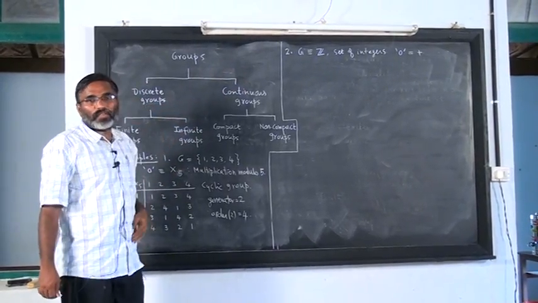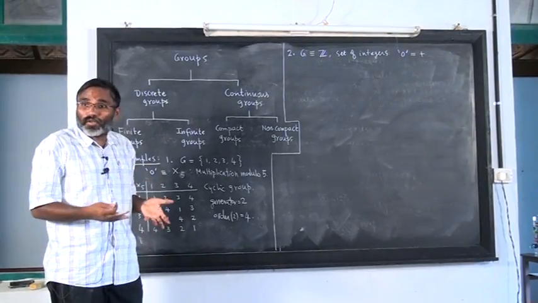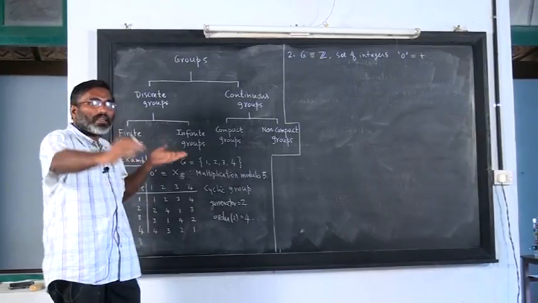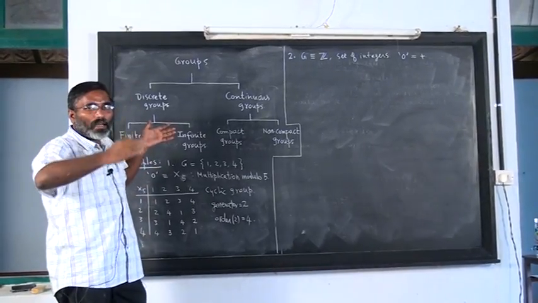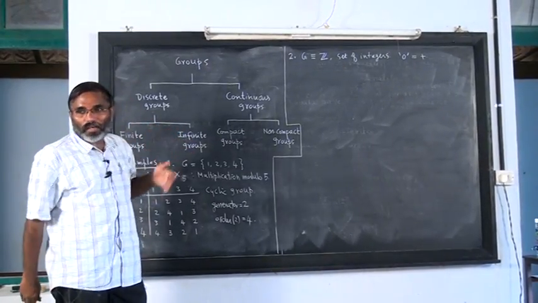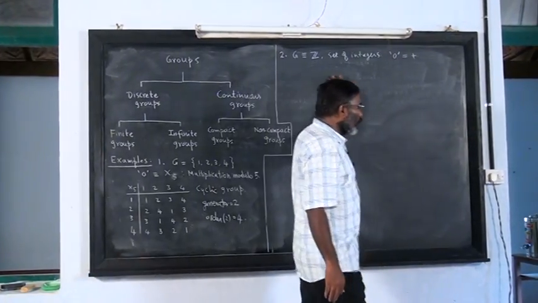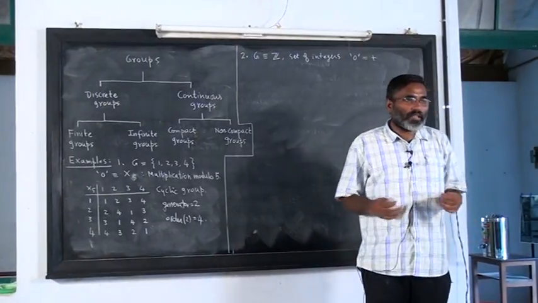Here we could write a multiplication table, but what is the order of this group if it's a group? Infinity. But it's a discrete group, because between 1 and 2 there are no elements. There are infinitely many elements, but they are denumerable or countable. So it is a discrete group, but it is an infinite group.